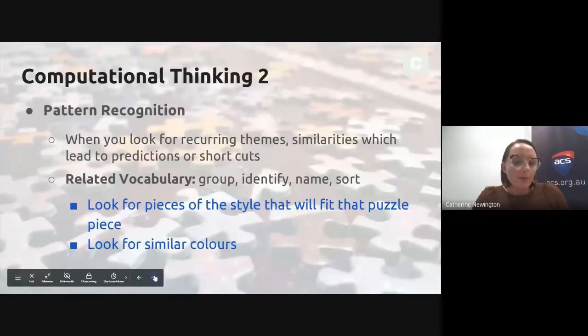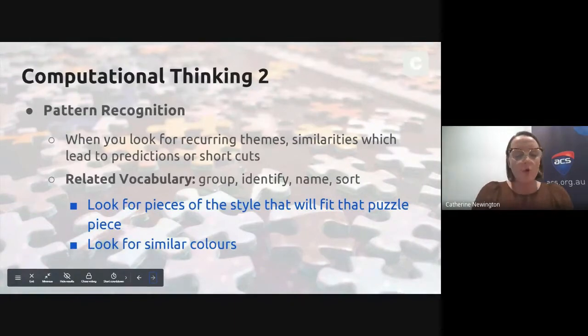Then pattern recognition is when we're looking for reoccurring themes, similarities, or trends that will then lead to predictions or shortcuts. So the related vocab around pattern recognition is group, identify, name, sort. Think of, again, that puzzle analogy: when we're completing that puzzle, we're always looking for different styles that might fit. We've got that tray of pieces of puzzle, and then we're going to be finding those other ones.